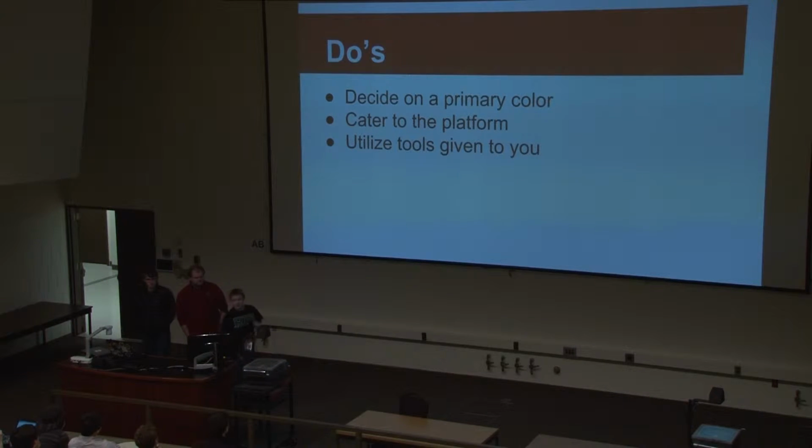First off, I'm going to start with some things you should be doing. First, something we've done and something we think you all should do is decide on a primary color. Like if you notice on the last slide, and at the top of this one, we've got that red. That's our primary color for our app, and we really like that color, so we decided to stick with it. We use it for pretty much everything. Also, cater to the platform you're working on, because you don't want your apps to look exactly the same, because that sort of defeats the purpose of working on a different platform. And finally, we want you to utilize the tools that are given to you and not make everything from scratch.